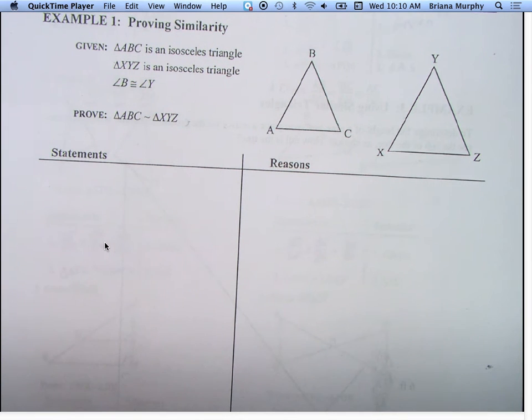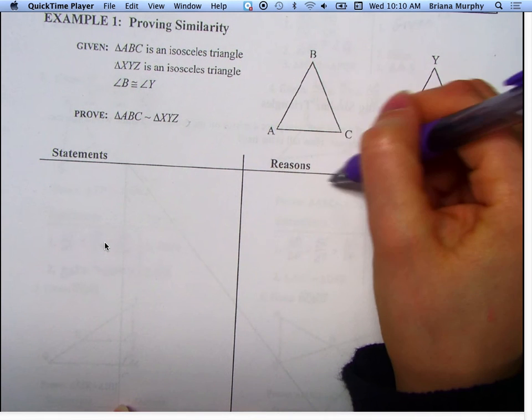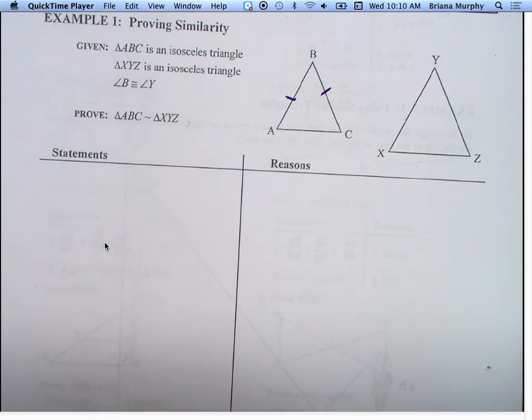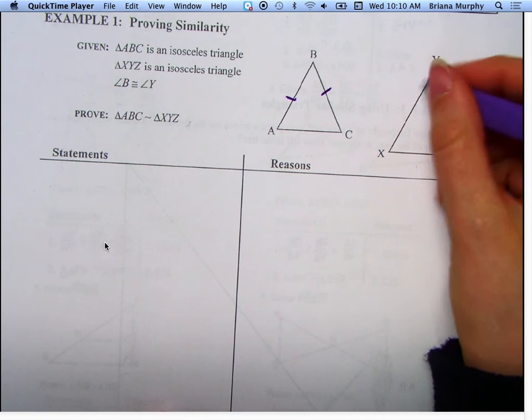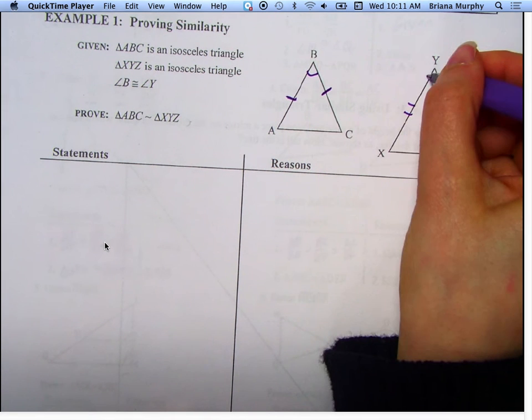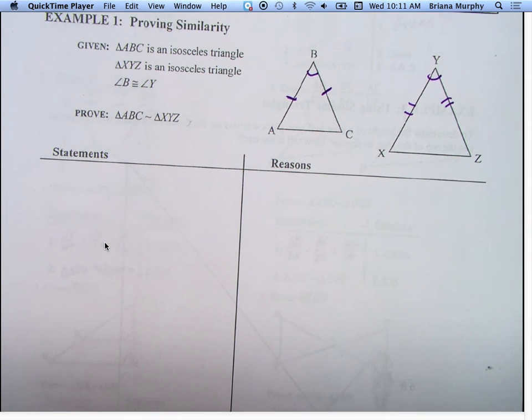So who knows what isosceles means? Two sides are the same. Okay? So for ABC, I know AB and BC are congruent to each other. And for XYZ, I know XY and YZ are congruent to each other. And I know this because angle B and angle Y are congruent. And if those are congruent, those two sides on either side have to be congruent to each other. Okay.